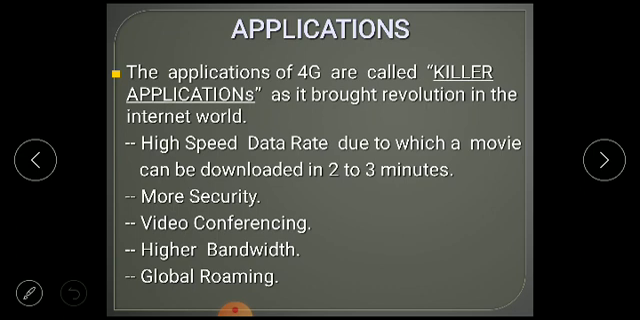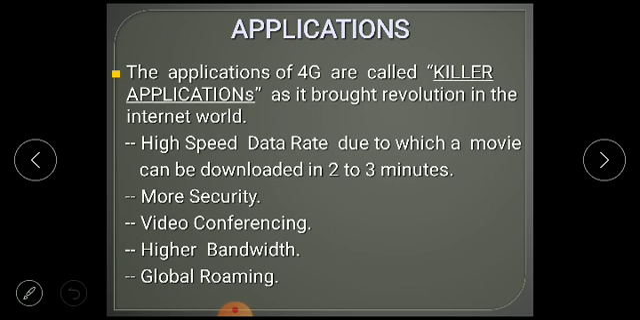And next, video conferencing. Nowadays all the people around the world are used to talking to each other through video conference calls, and official calls like company calls, meetings and all. It takes place through video conferencing, and nowadays it is in practice, right? This 4G technology supports video conferencing, and without 4G technology video conferencing is not possible, right? And it provides higher bandwidth, and also, as we have seen, it provides global roaming capability, right?